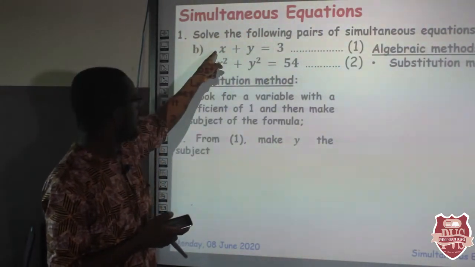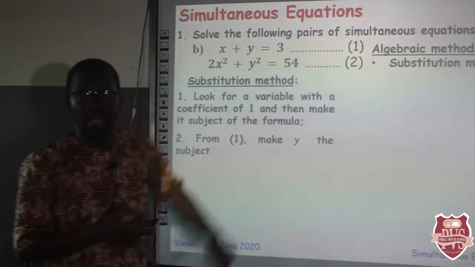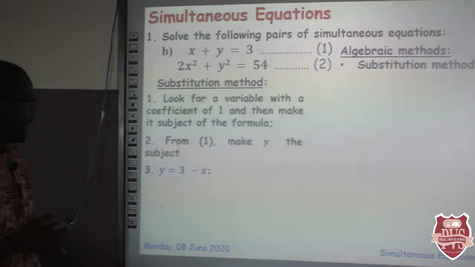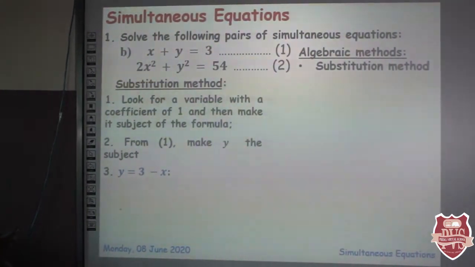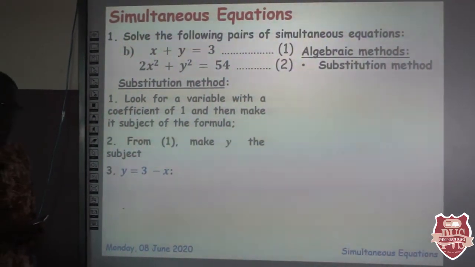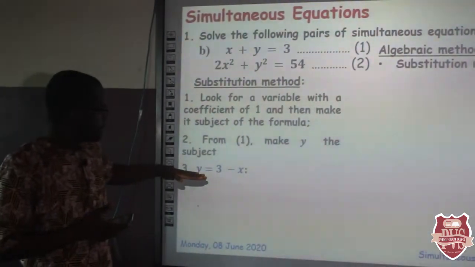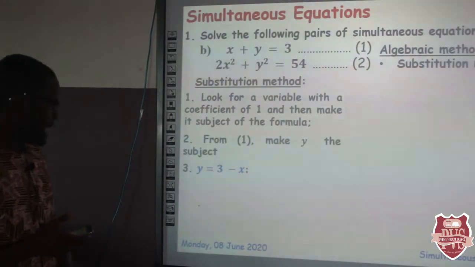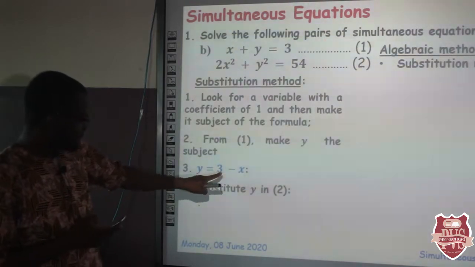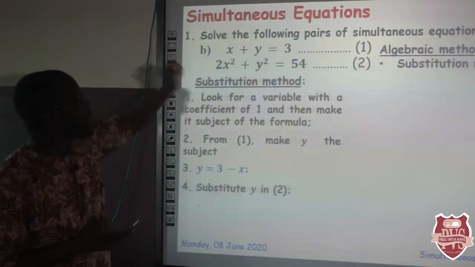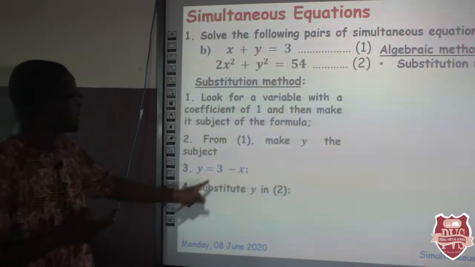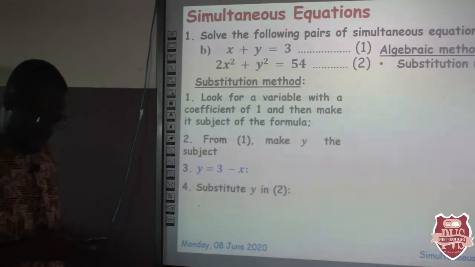It's a positive sign here, but when you move it to the right hand side, it changes to negative. And so you have y equal to 3 minus x. So we've changed equation 1 by making y the subject, giving us y is equal to 3 minus x. And so you substitute this expression for y, that is 3 minus x, into equation 2. Anywhere you see y in equation 2, you substitute the expression 3 minus x.